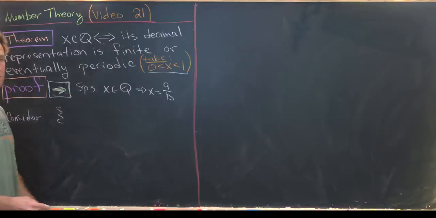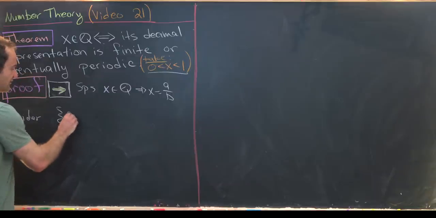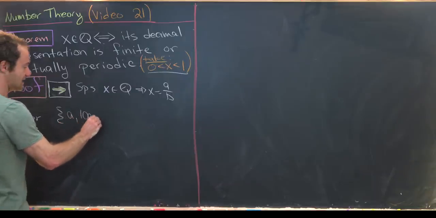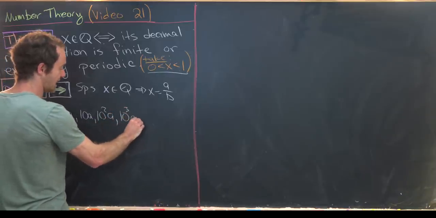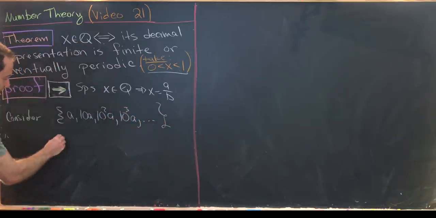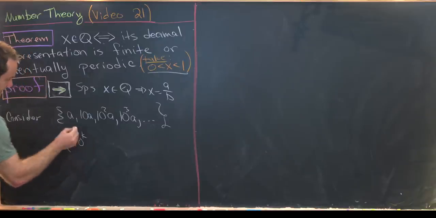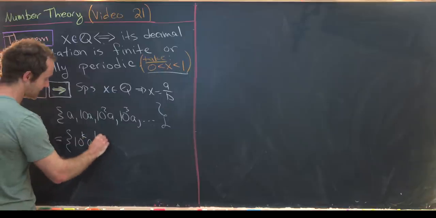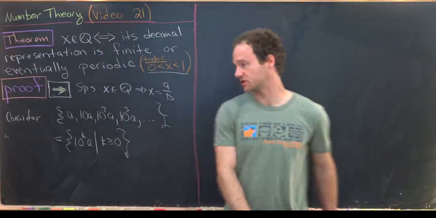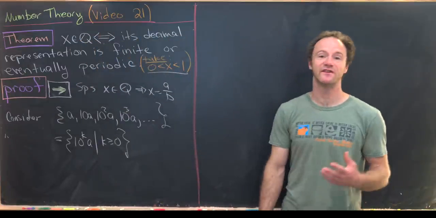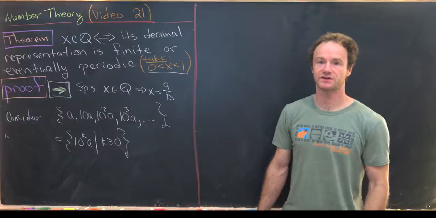So that set of numbers will depend on this numerator right here. So we'll have a, and then 10a, and then 10 squared a, and then 10 cubed a, and so on and so forth. So in other words, we're going to have 10 to the k times a, as k runs through all non-negative integers. So notice this set is most definitely infinite because there are infinitely many non-negative integers.